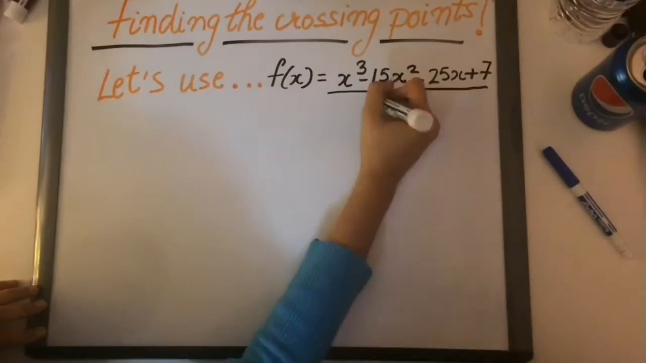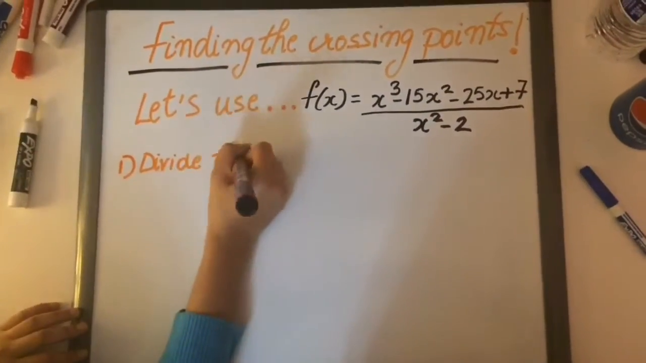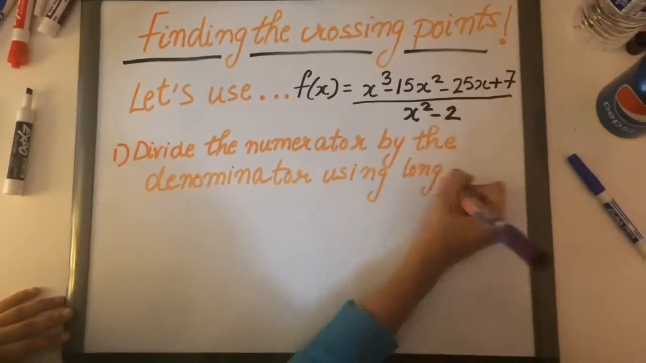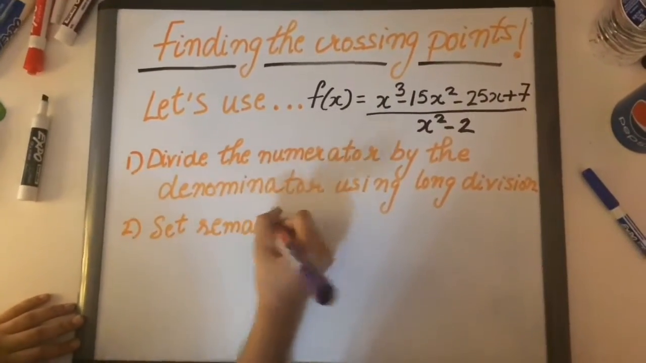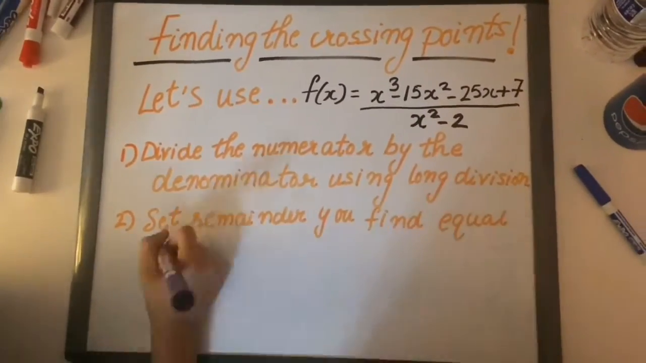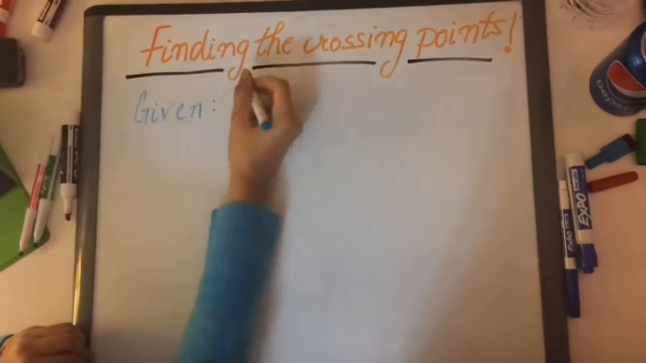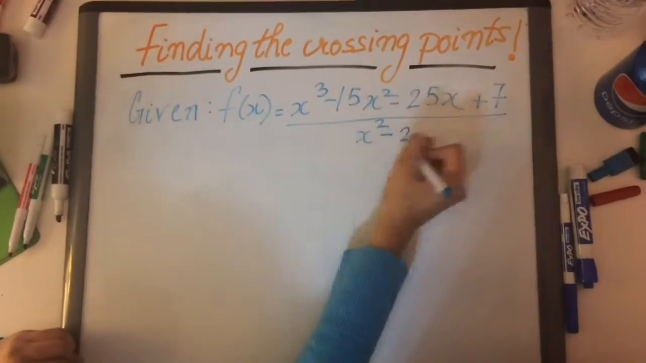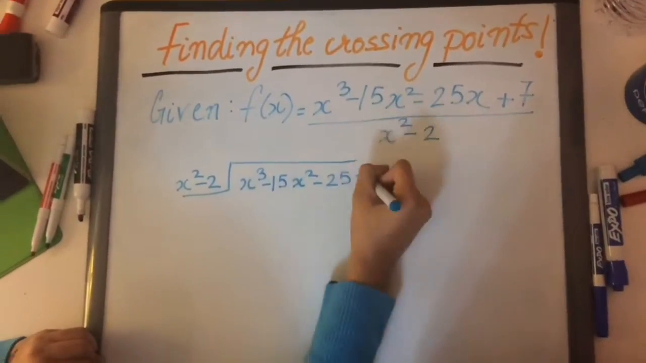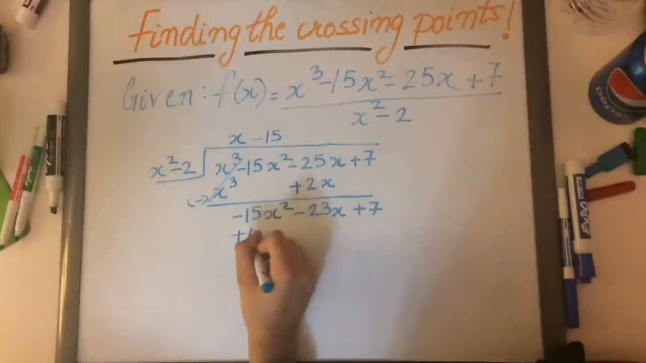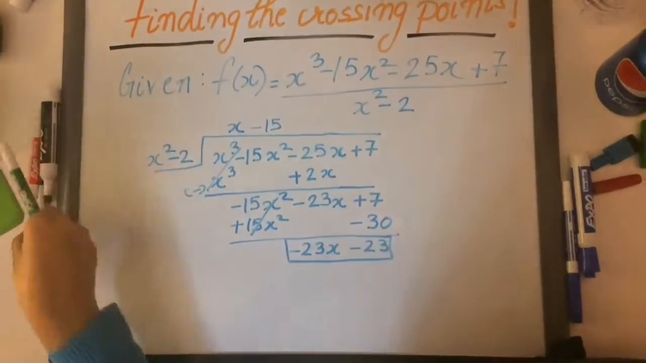To find the crossing point, you first need to find your asymptote. Say we are given the function shown. When you divide this out using long division, you find your remainder is negative 23x minus 23. To find the crossing point of your asymptote, you would set this remainder equal to 0 and solve for x. If a solution exists, then there are as many crossing points as there are solutions. This scenario would leave you with x equals negative 1 as your crossing point.